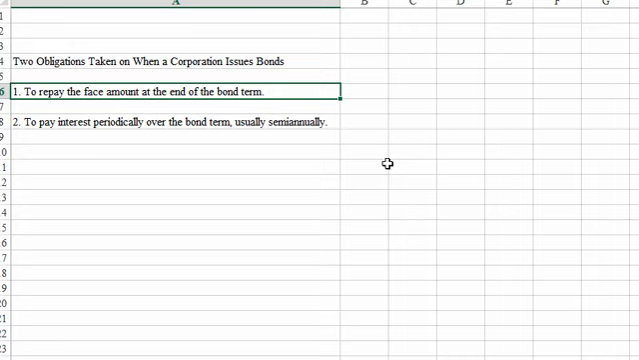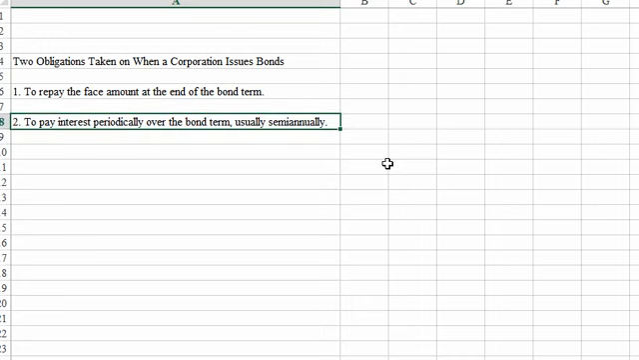How much they receive today depends on what the rate of interest being paid by the bonds is compared to the market rate of interest for similar investments, and some present value calculations we're about to go through. But one obligation they take on is to repay the face amount at the end of the bond term, and to pay interest periodically over the bond term, usually semi-annually or every 6 months. So let's read through exercise 6-17 on page 352.